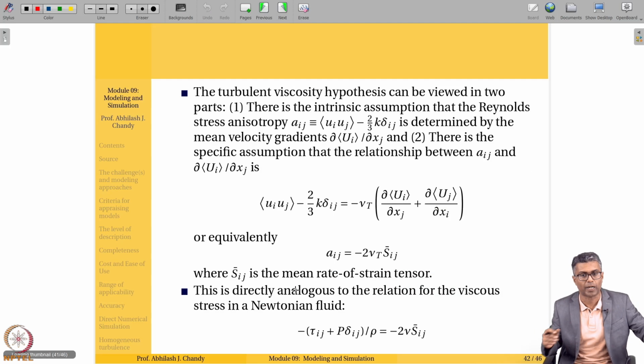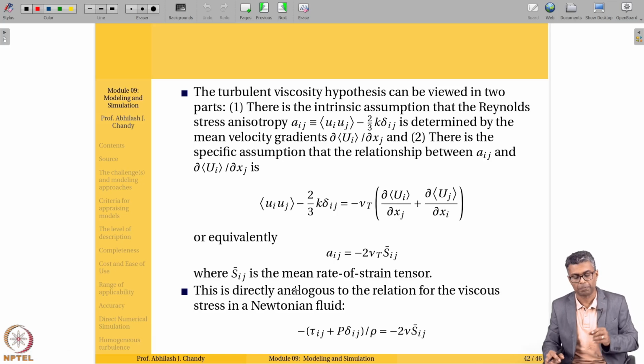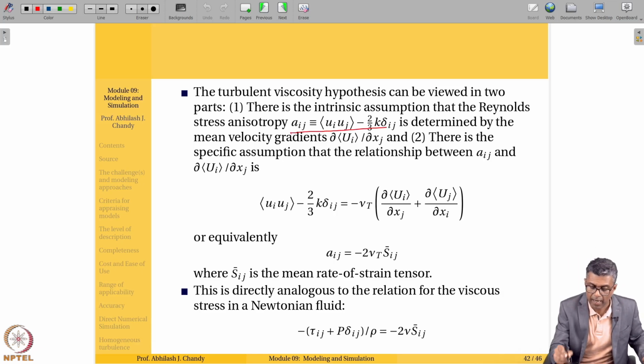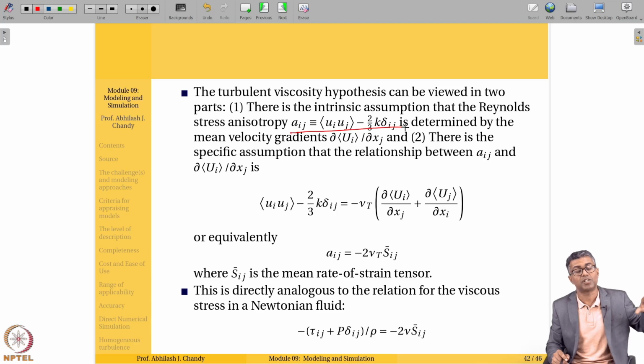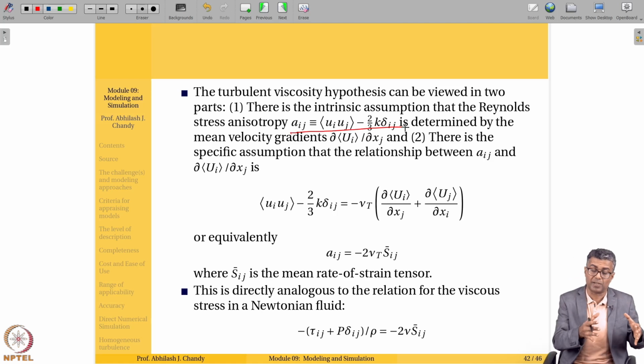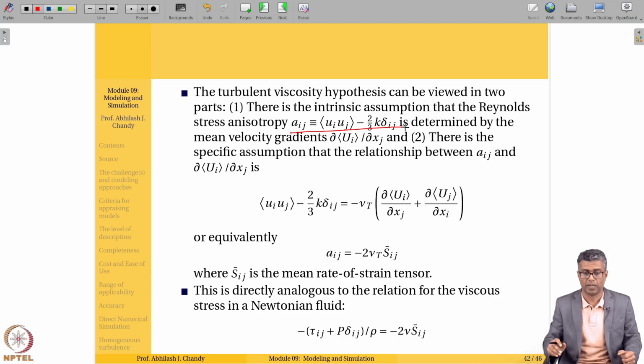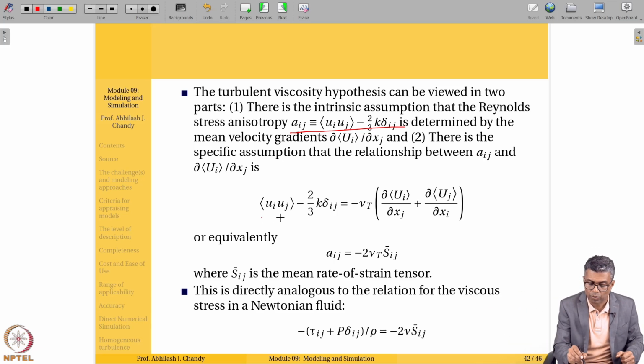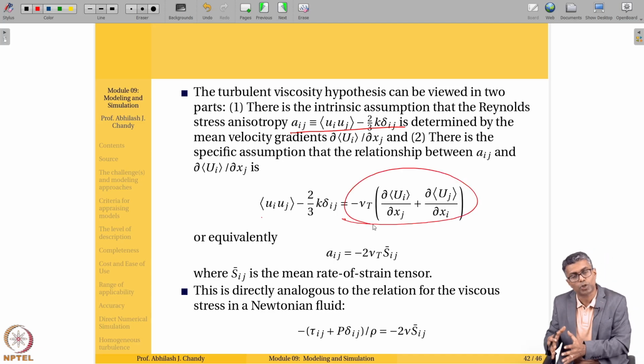But we know that that is not accurate, and that is what we are going to be dealing with. So the turbulent viscosity hypothesis can be viewed in two parts. One, there is an intrinsic assumption that the Reynolds stress anisotropy, Aij, is determined by the mean velocity gradients. That is your first assumption, isn't it? The anisotropic part of the Reynolds stresses, ui uj minus 2/3 K delta ij, is nu T times this, so it is proportional to the mean strain rate. That is your first assumption.